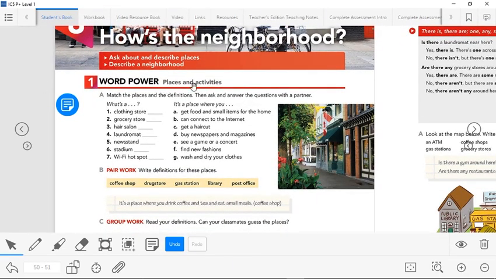It's gonna be places and activities. You're gonna match the places and the definitions, then ask and answer the question with a partner. Okay? Well, now you're gonna be doing this. But take your time and match the places with the activities. For example, we have clothing store, grocery store, hair salon, laundromat, newsstand, stadium, Wi-Fi hotspot, and get food and small items for the home, can connect to the internet, get a haircut, buy newspapers and magazines, see a game or a concert, find new fashions, wash and dry your clothes, etc. Okay? So take your time, and when you finish, we're gonna check.